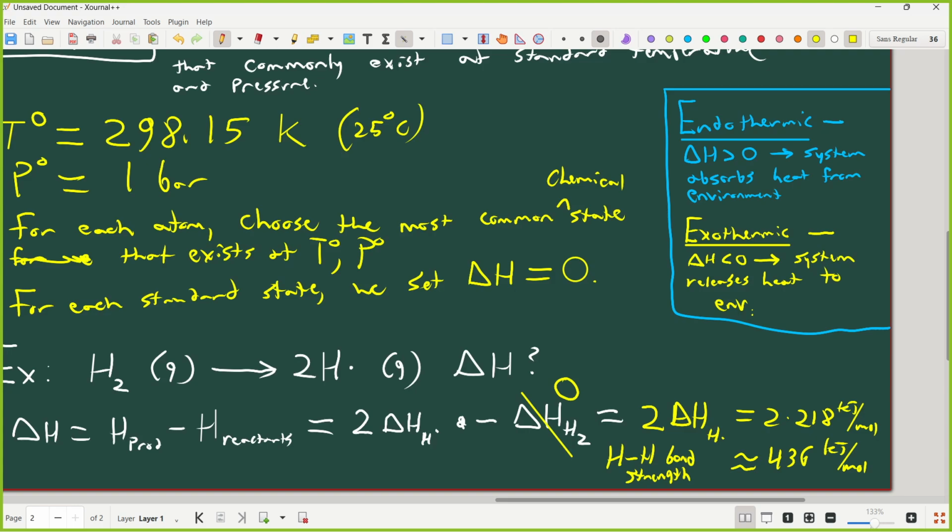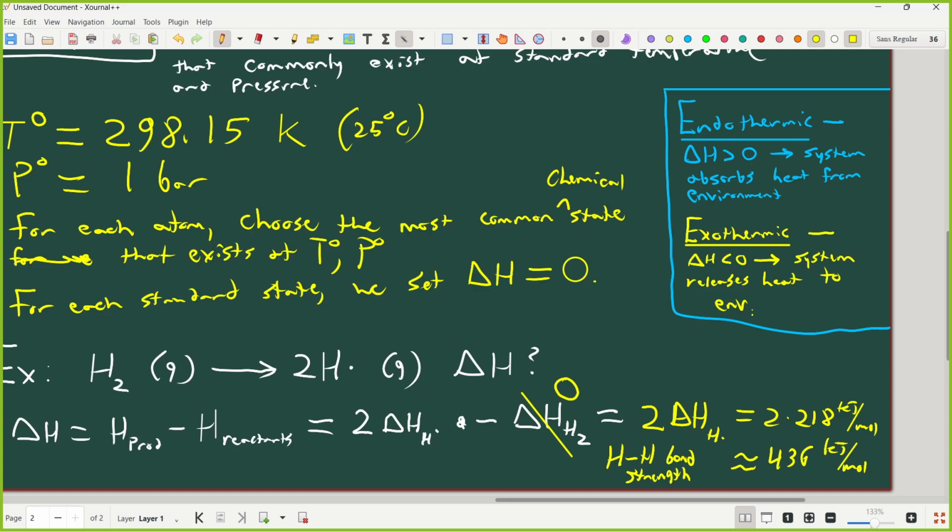Another way to interpret this, right? One thing is I said that it takes 436 kilojoules per mole to break an H-H bond, which is 100% true. Another way to think about this is that the state of the box where you have 2 mole equivalents of hydrogen atoms is 436 kilojoules per mole less stable than H2.